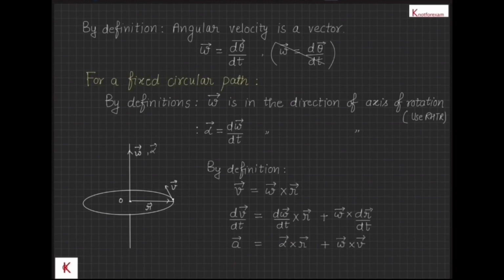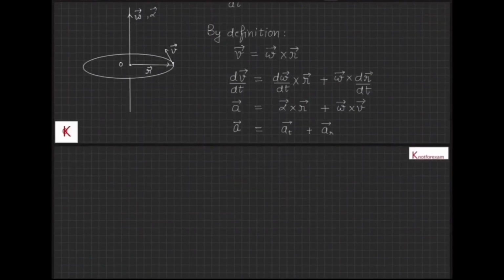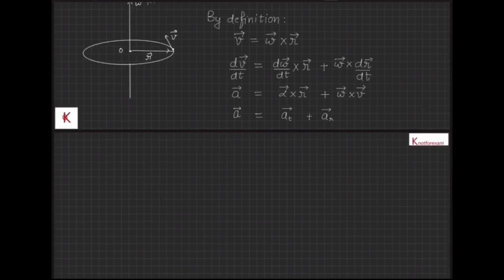You can see that alpha vector cross r vector is along the tangent and omega vector cross v vector is along the radial direction. So, alpha vector cross r vector is the tangential component of acceleration and omega vector cross v vector is the radial component of acceleration. So, acceleration vector can be resolved in two components, one component at vector along the tangential direction and the other component ar vector along the radial direction. Therefore, tangential acceleration is alpha vector cross r vector, and you can see from the figure that alpha vector is perpendicular to r vector, therefore its magnitude is alpha r.